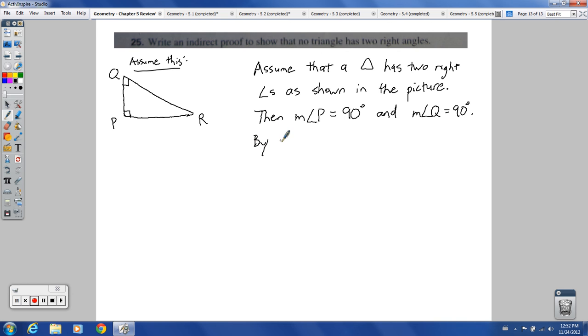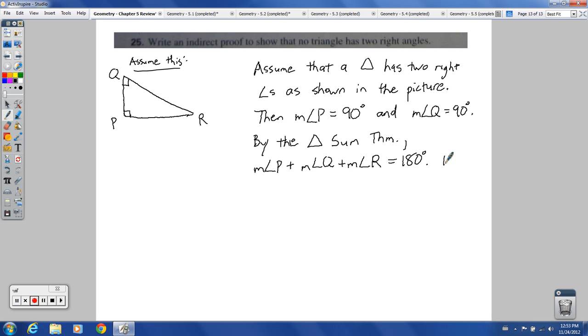You could also say by the triangle sum theorem, we know that the angles in any triangle are supposed to add up to 180. So that's just something we know about triangles. By the triangle sum theorem, the measure of angle P plus the measure of angle Q plus the measure of angle R has to equal 180. That's just something that's always true about triangles in Euclidean geometry.